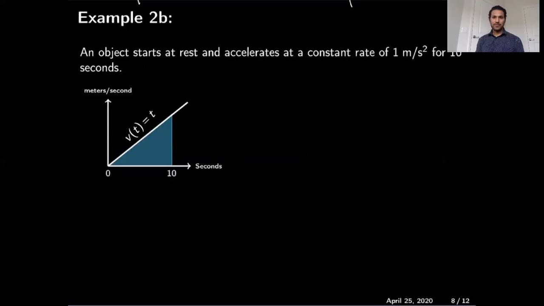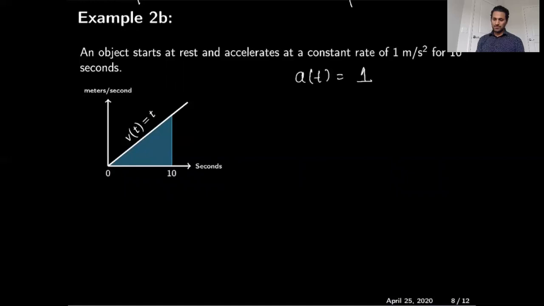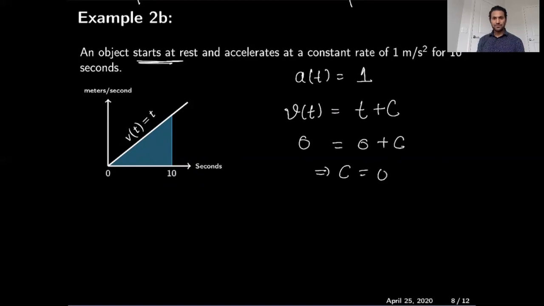Let's suppose the acceleration of the car is 1 mile per second squared. So a of t is given, a constant 1. We can first calculate the velocity: v of t will be the antiderivative, which is t plus c, but the car is starting from rest. So the velocity will be 0 when time is 0, which means c is 0. That gives the velocity v of t is simply t.